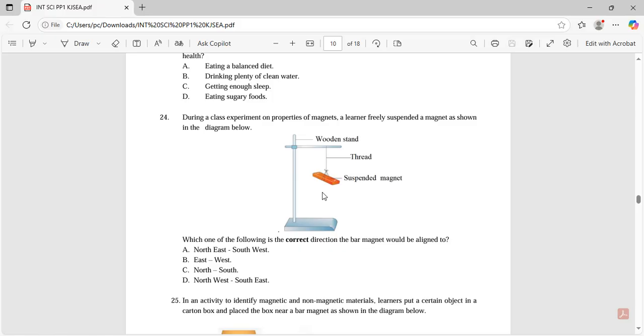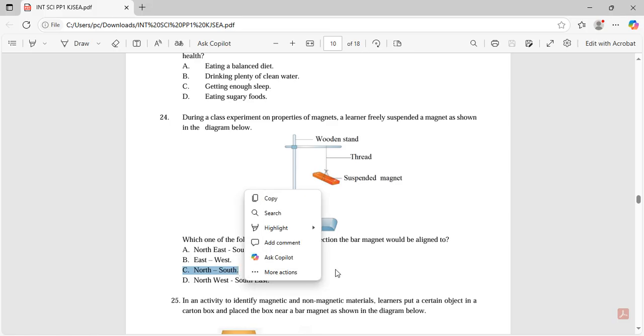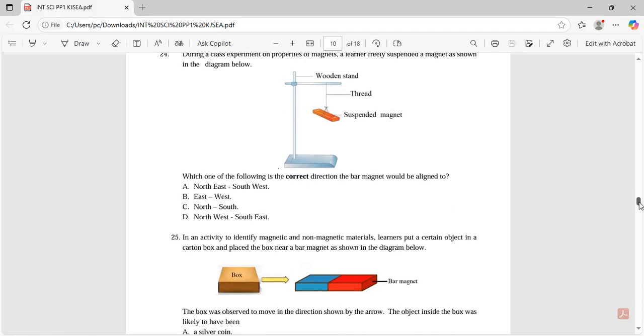In the diagram below, a learner suspended a magnet. Which of the following is the correct direction the bar magnet would be aligned to? The concept of the magnet is north to south. That's why it's used in compasses, north to south.